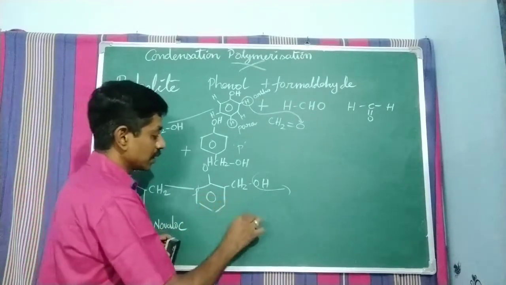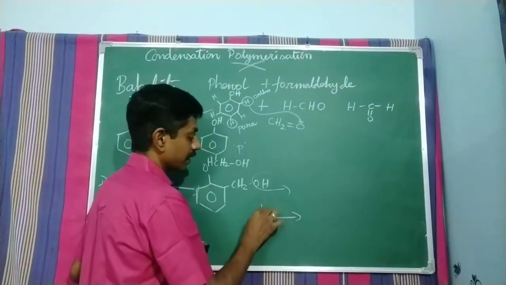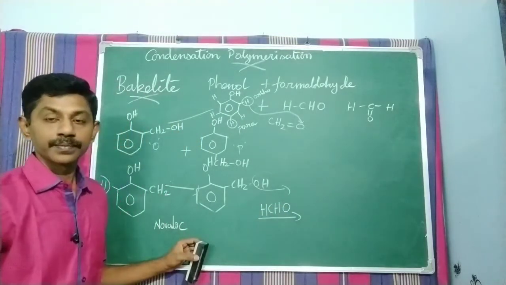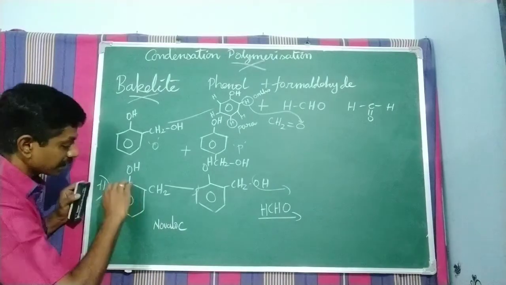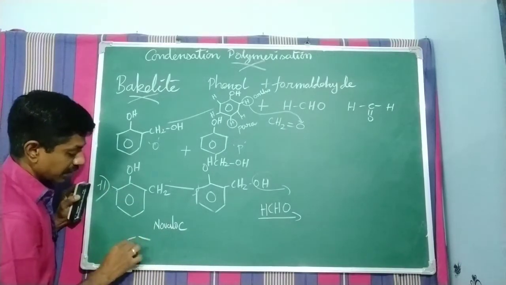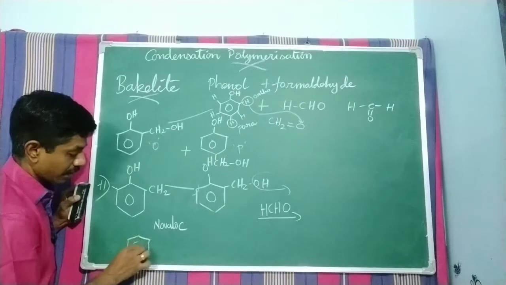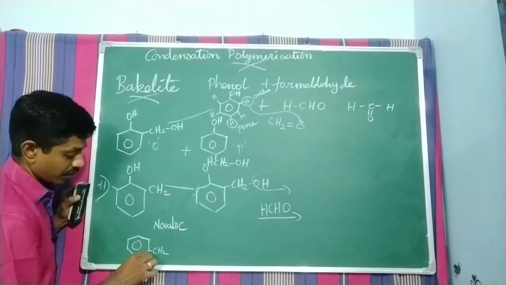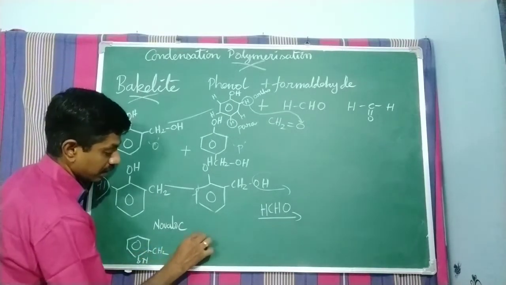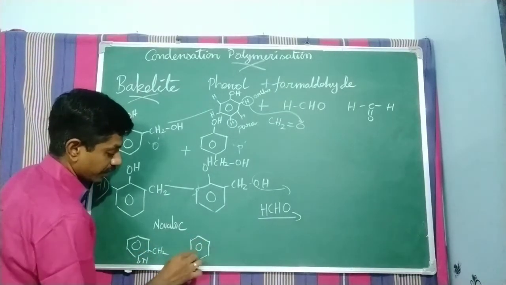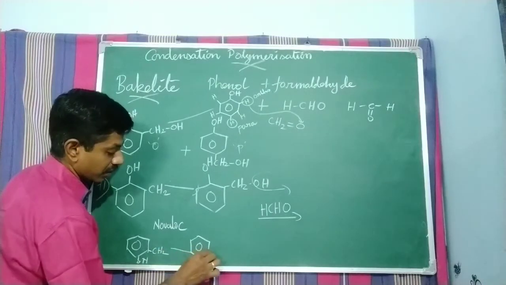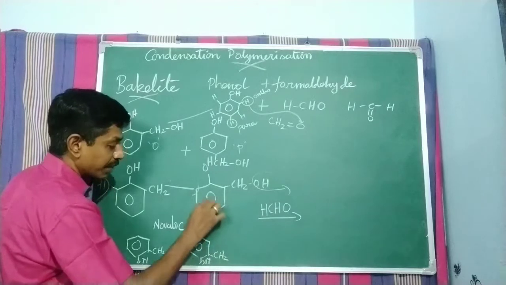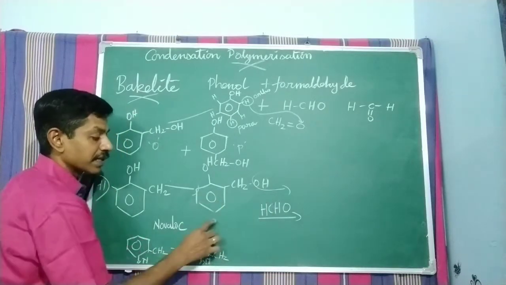So this molecule is now going to react with more formaldehyde, HCHO. Imagine a similar structure, I draw a benzene ring, and here we have a CH2 group and OH group, and another molecule of this I take. Both of them got connected through the CH2 and OH group. And between these two molecules, this formaldehyde is going to react.